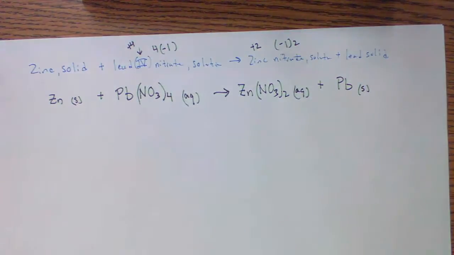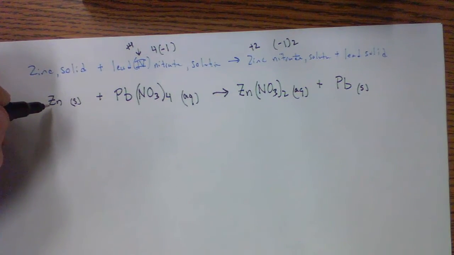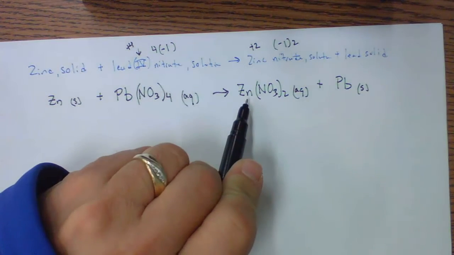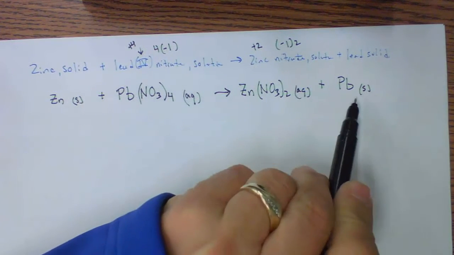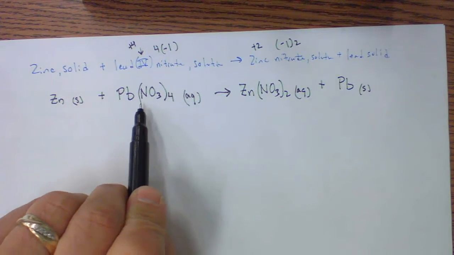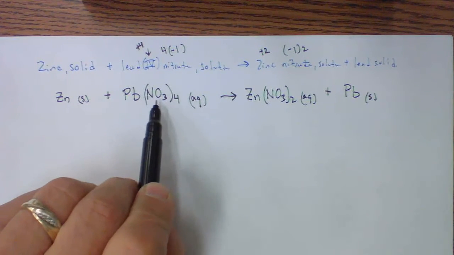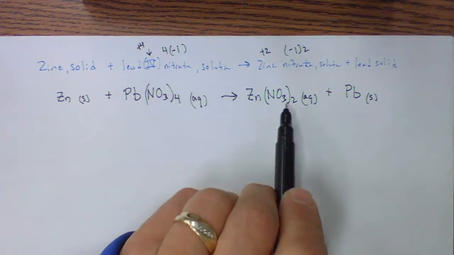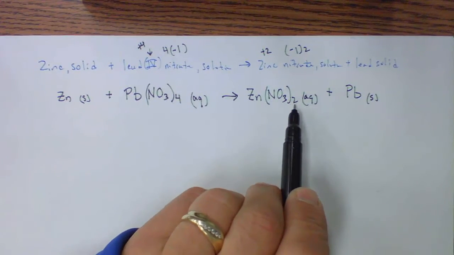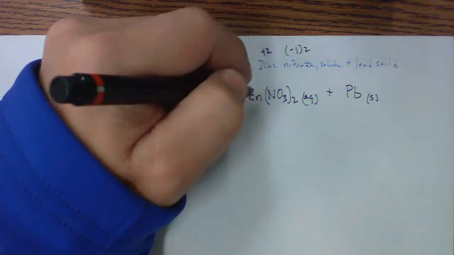I want to make sure that I go through and balance this. So I need to make sure that I have the same amount of stuff on both sides of the equation. Let's look at our zinc. I have 1 zinc and I have 1 zinc. I have 1 lead and I have 1 lead. I have 4 of the nitrate. So in this one, I'm looking at that nitrate and I'm going to keep it all together. It says that I have 4 of them. Over here, I only have 2 of them. So I need to double my amount.